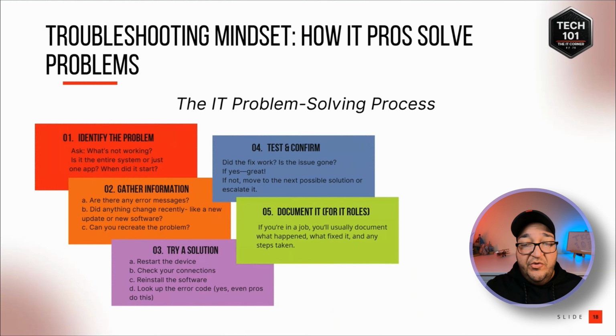Then you try a solution. You start simple. You restart the devices, check your connections, reinstall the software, look up the error code. Those are the basic things that you do. And then you test and confirm whatever you applied. Did it work, right? Is the issue gone? If it is, great. If not, move to the next possible solution or escalate. There's no problem with escalating. If you need a friend, you can phone a friend, right?